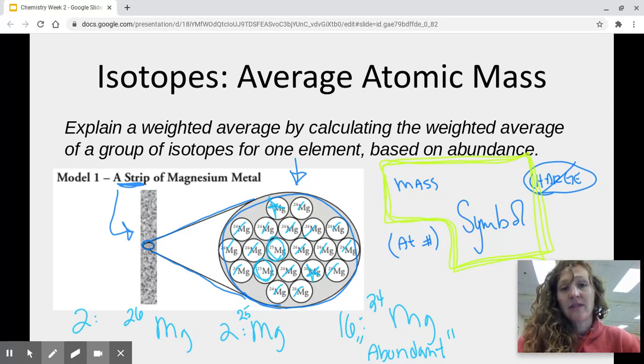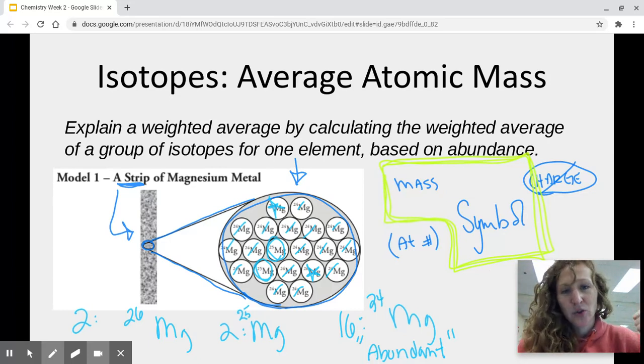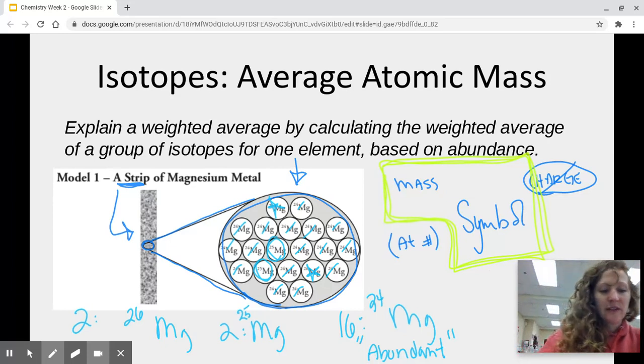But 24, 25, 26 are not the same number. So the difference there is a difference in the number of neutrons. So magnesium 24 has 12 protons, 12 neutrons. How many protons and neutrons does magnesium 25 have? Yet another good place to pause the video and see if you can come up with an answer. And hopefully what you said is magnesium 25 has 12 protons and 13 neutrons. Magnesium 26 would have 12 protons and 14 neutrons. So 12, 13, 14 neutrons for all of these.